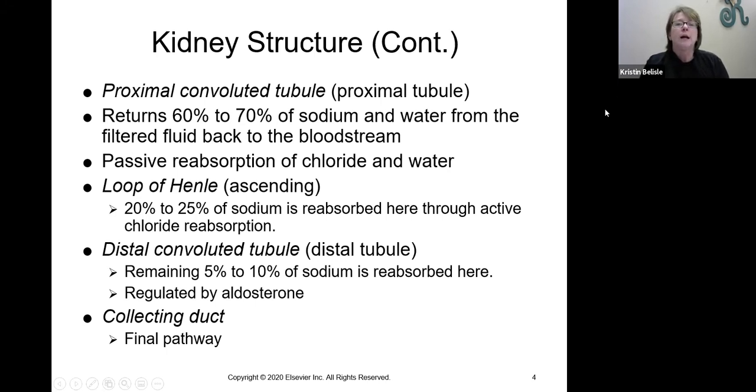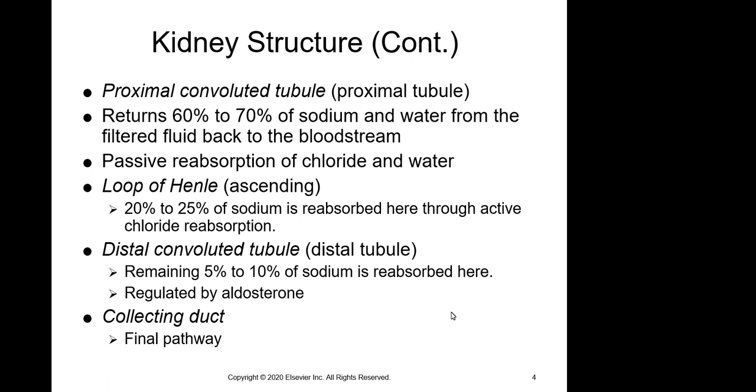One of the things that I want you to look at is the kidney structure itself. You have your proximal convoluted tubule, and it returns 60 to 70% of the sodium and water, filtered fluid, back into our bloodstream, back into our body. The loop of Henle comes down and it loops down, and you see it a lot. It's going to absorb 20 to 25% of the sodium. And because of that, this is where a lot of things can happen for our body in this filtration event.